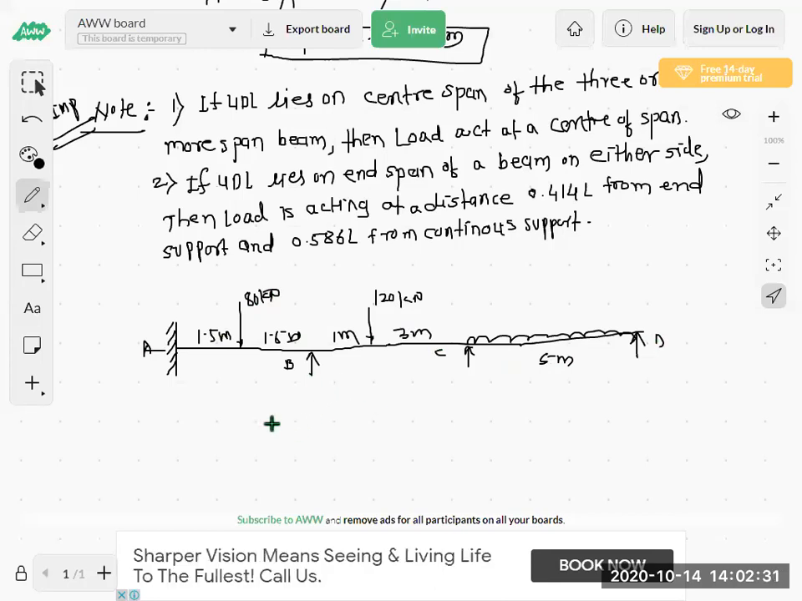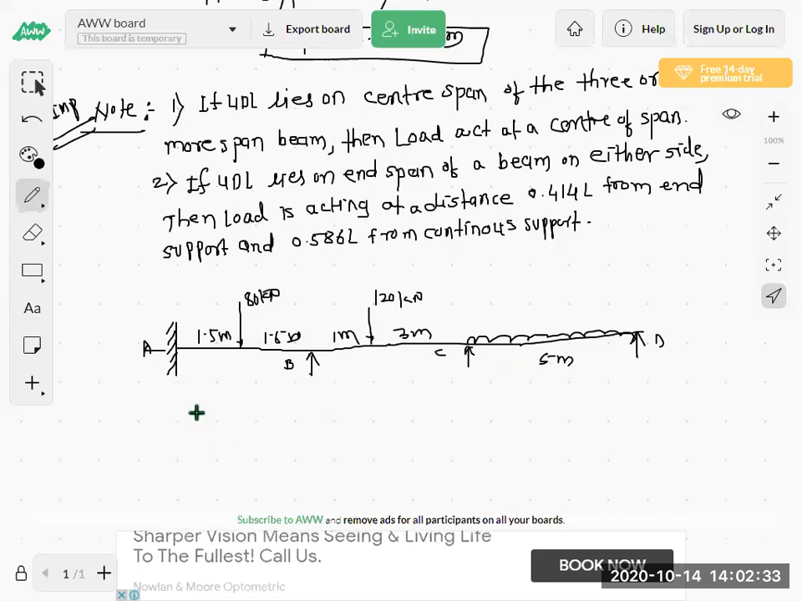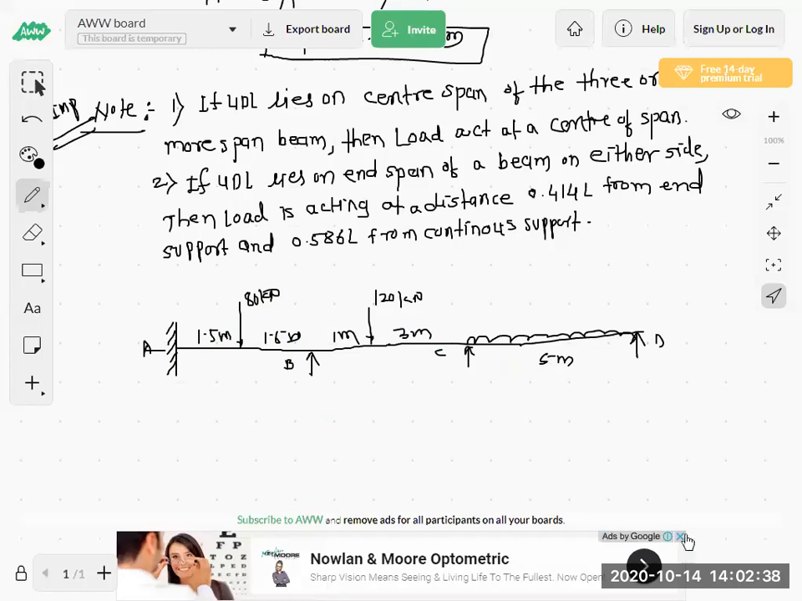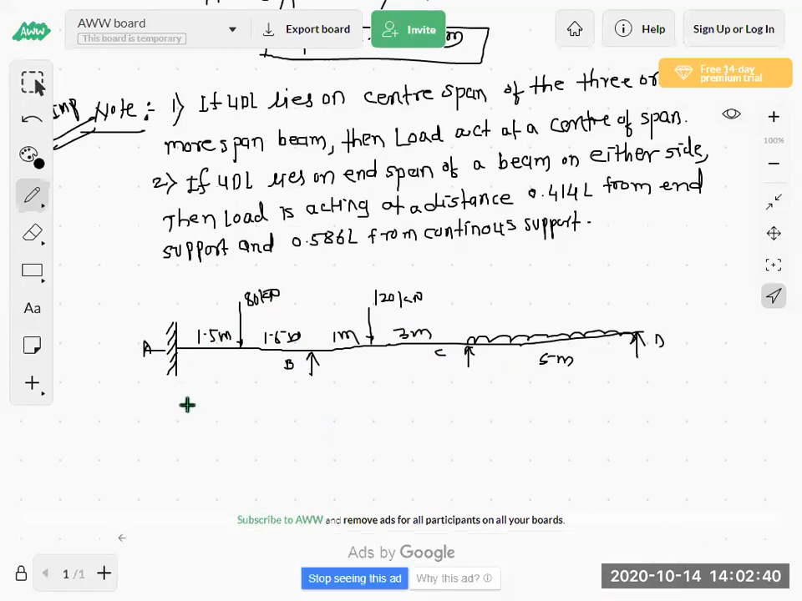Now for this beam, first we have to calculate the static bending moment. It means elastic bending moment we have to calculate. Earlier we have calculated the plastic moment. So what is the elastic moment for this?